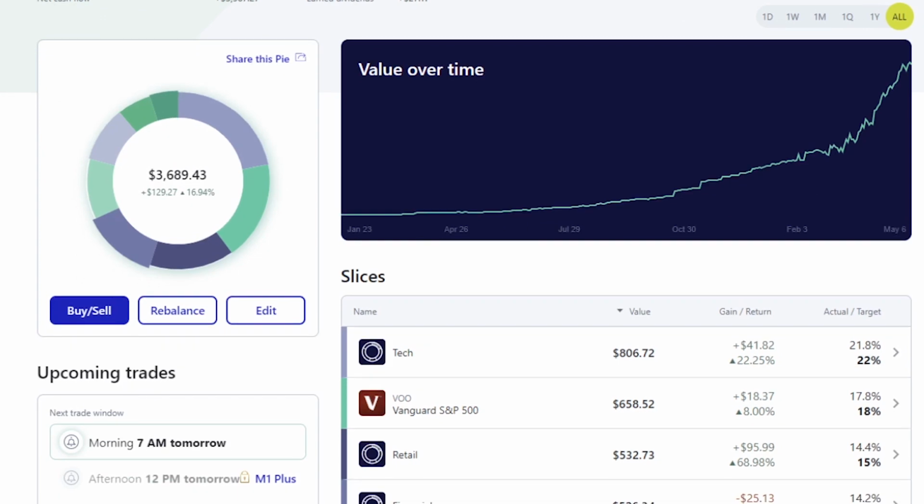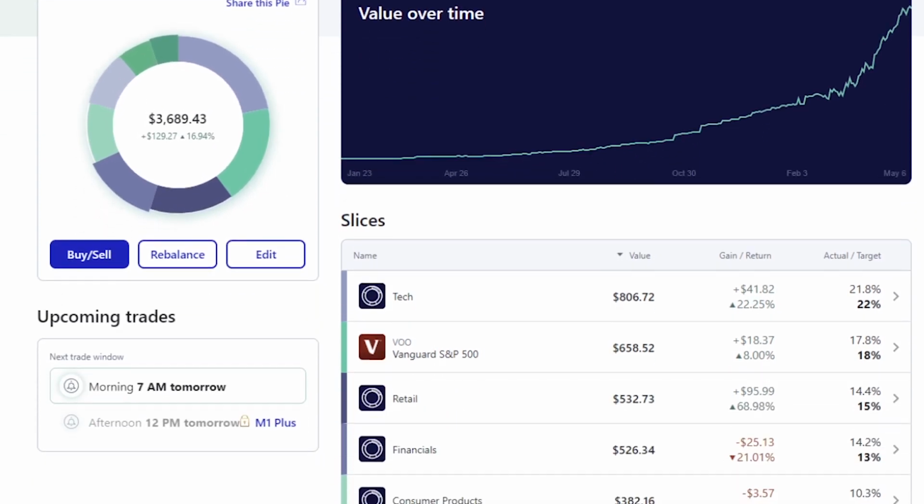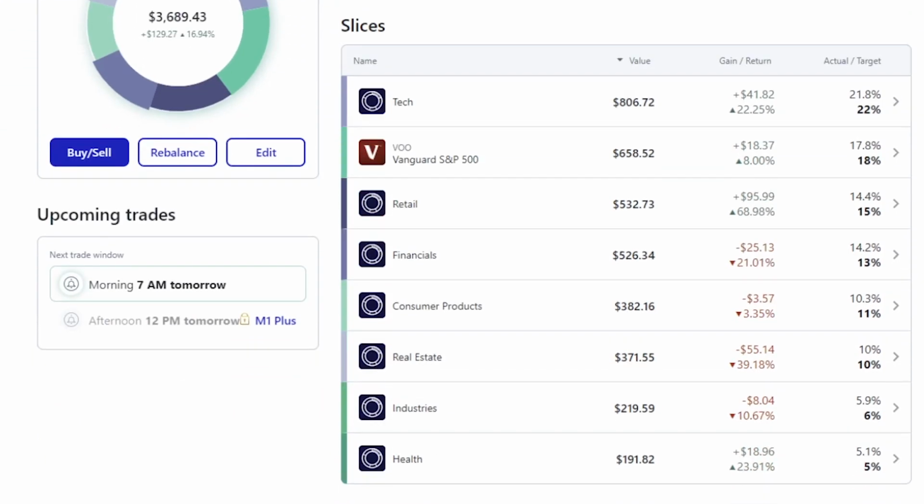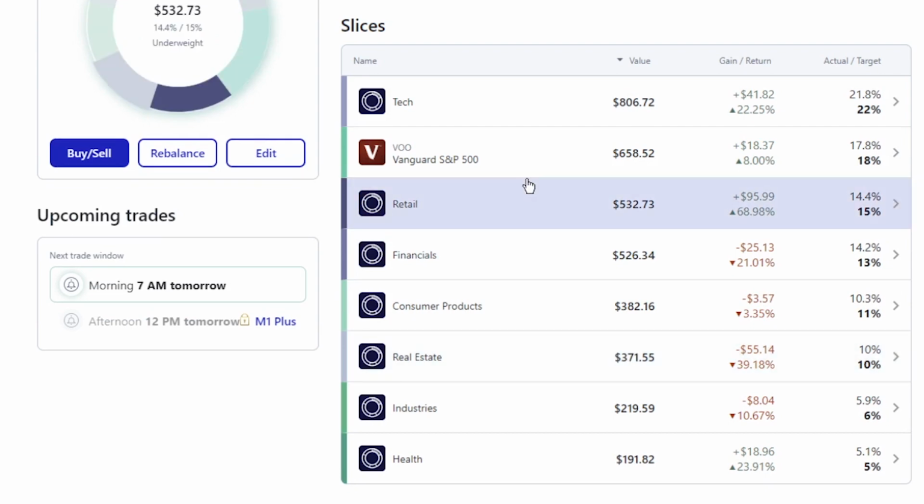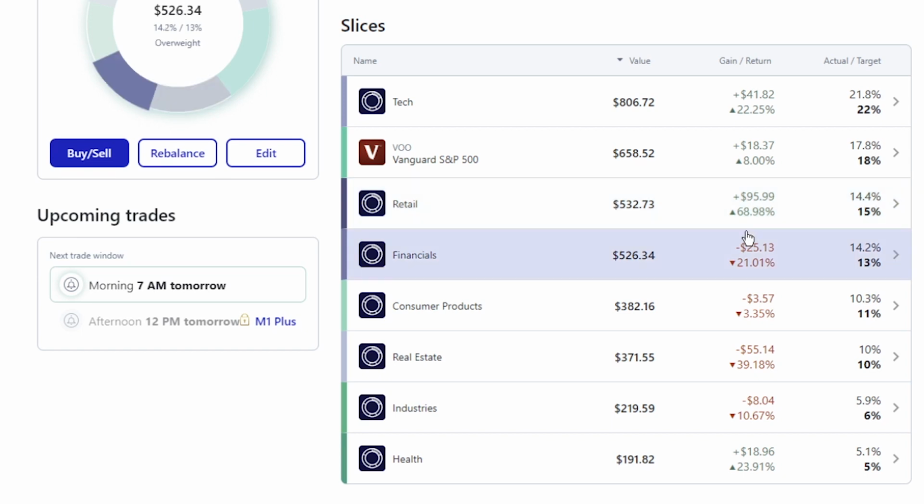So M1 Finance has this thing called dynamic rebalancing, and what that means is it really kind of caters to making sure that it has everything set in place based off of what you set in place prior for the money to be allocated to this portfolio. And I'll show you what I mean by this in case that sounds a little confusing.